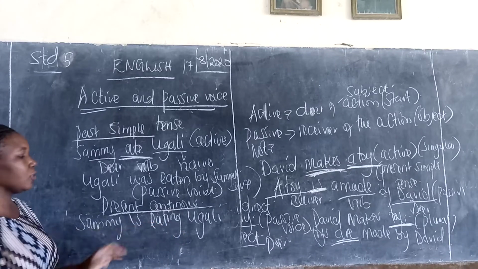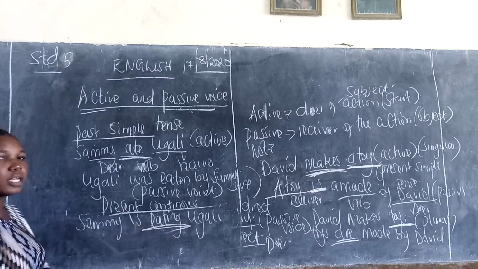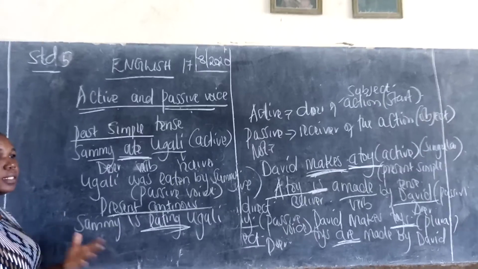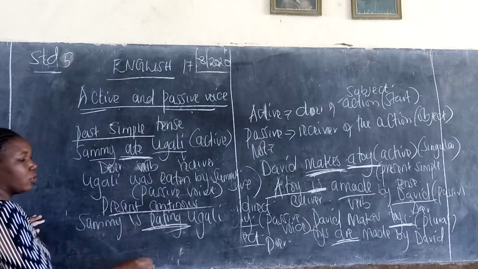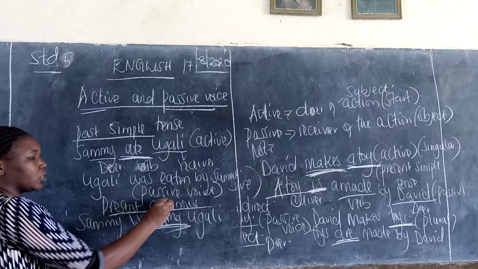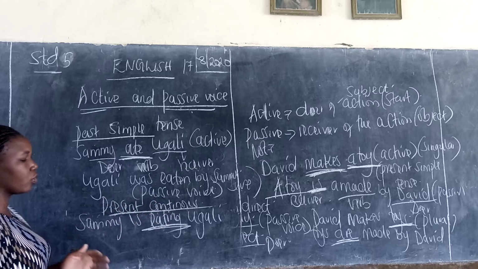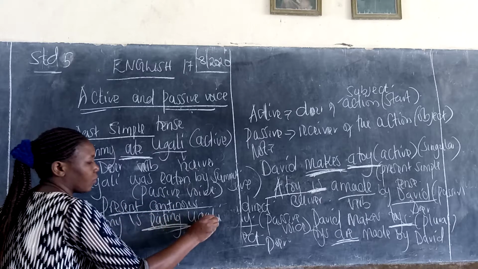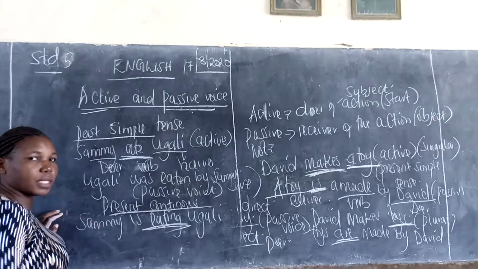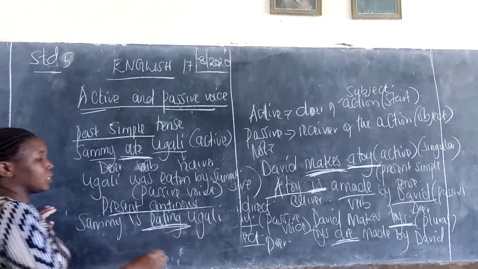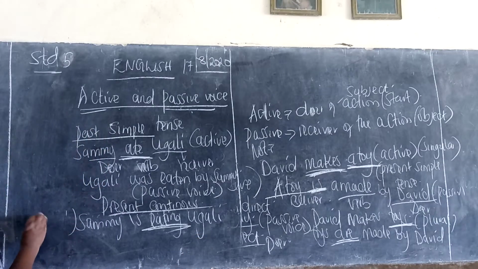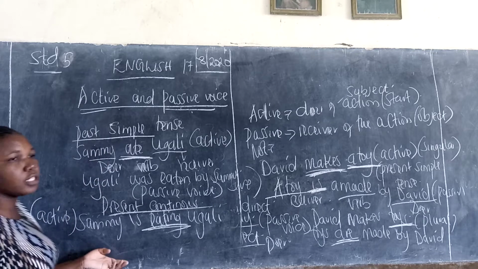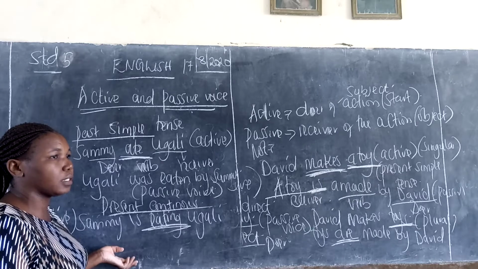Sammy is eating ugali. This action is still going on. Someone is still eating. So this one is present continuous. Something is still going on. Sammy is eating ugali. Continuous. So this is active. Our sentence is active. Now I want to change the sentence into passive.